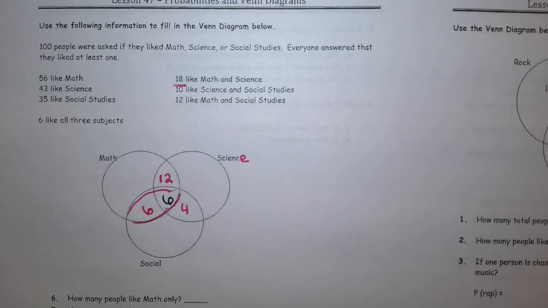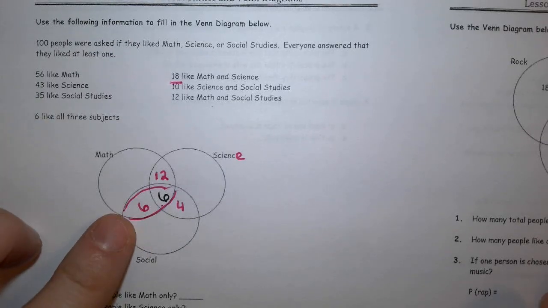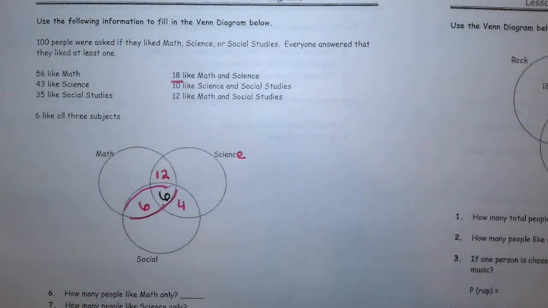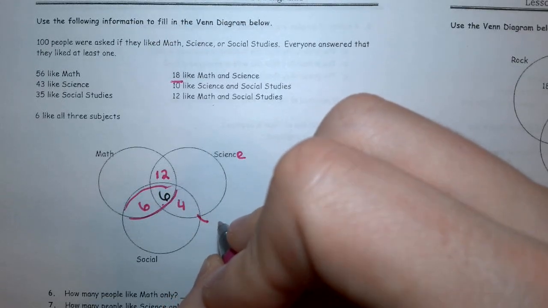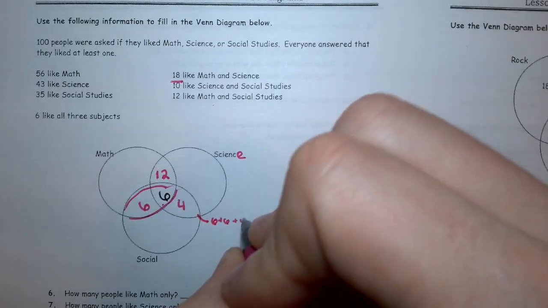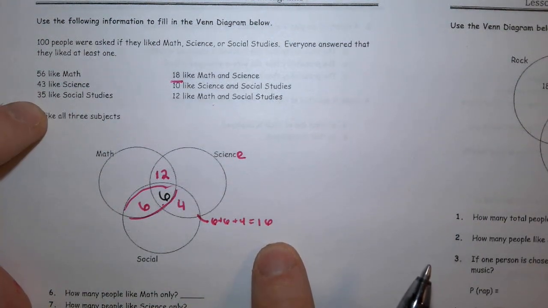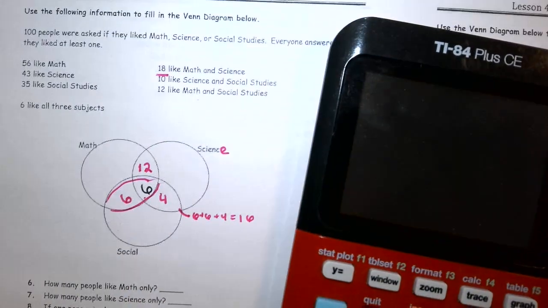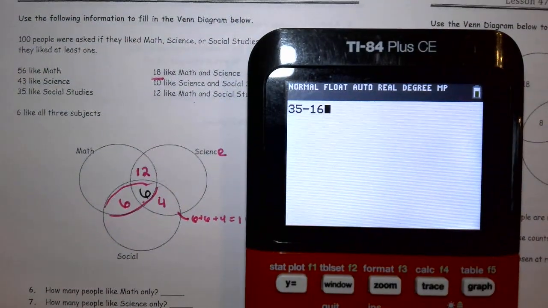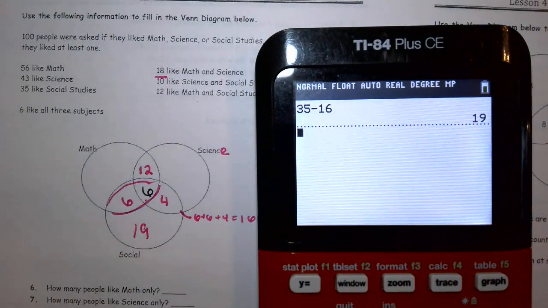Okay, now we get to do the outside edge. We finally get to do the outside edge. We've got 35 for social studies. Well, how much do we have here so far? We've got 6 plus 6 plus 4 between all 3 of those. 6 plus 6 plus 4 is 16. So we have 16 there. We've got 35 total. So if you do 35 minus 16, 35 minus 16 is 19. So we've got 19 left over for that one.